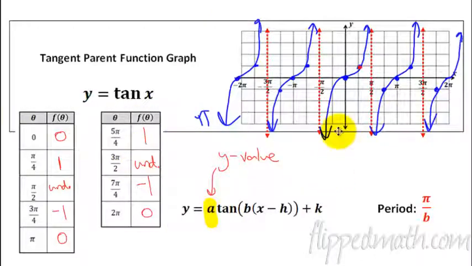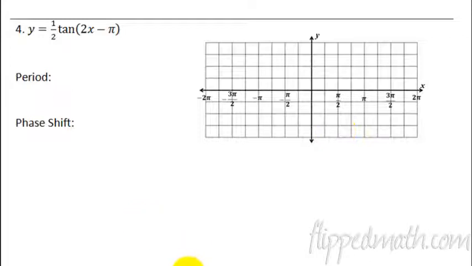Let's go on to our last example, number 4. So the first thing is, let's recognize what the period is, and in this case, it is going to occur every pi over b. In this case, that's 2, so that's how often the period is going to occur. And let's look at the phase shift. So if I take a 2 out of this, I'm dividing by 2 here. It becomes an x. Divide this by 2, and it just becomes pi over 2.